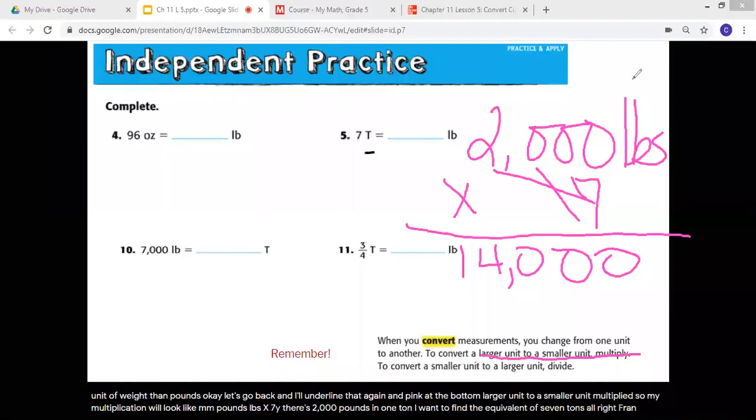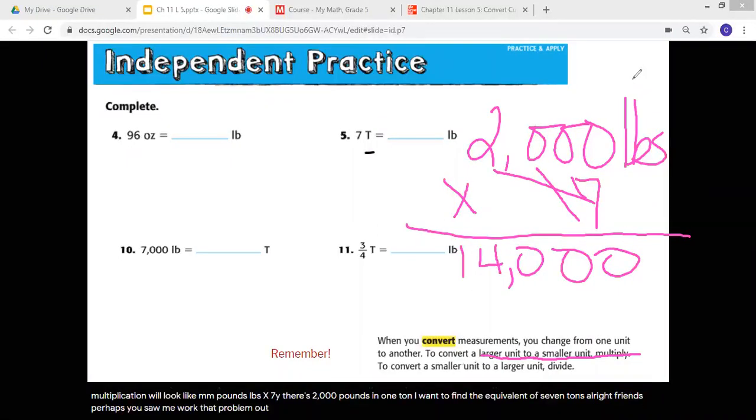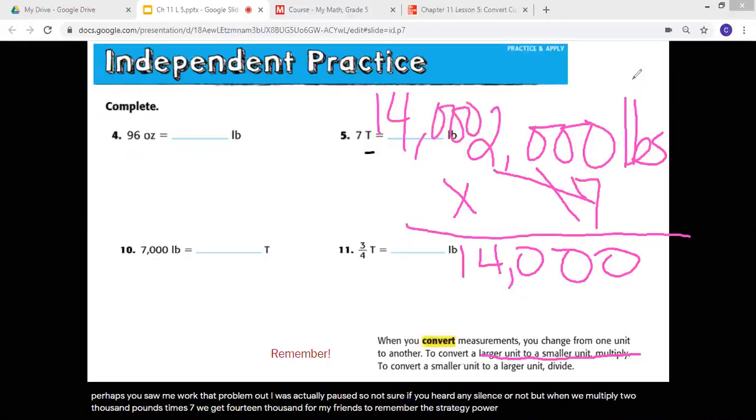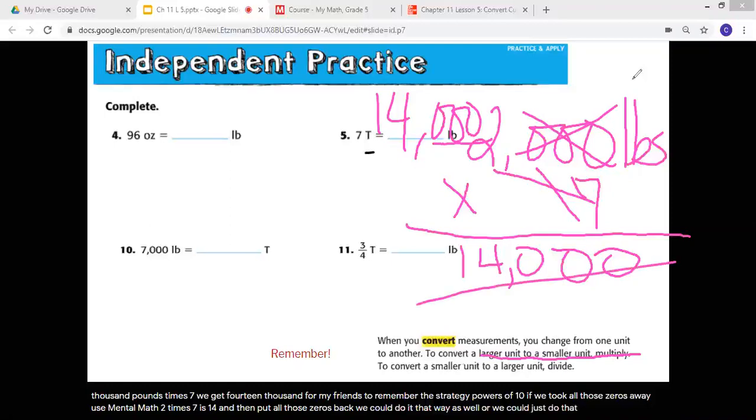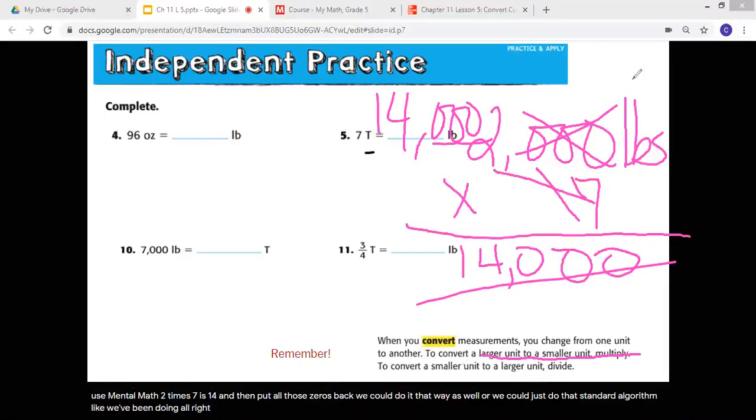All right, friends, perhaps you saw me work that problem out. I was actually paused, so not sure if you heard any silence or not. But when we multiply 2,000 pounds times 7, we get 14,000. For my friends who remember the strategy powers of 10, if we took all those zeros away, use mental math, 2 times 7 is 14, and then put all those zeros back, we could do it that way as well. Or we could just do that standard algorithm like we've been doing, all right? Whatever works for you. You need to find the strategy that works best for you.